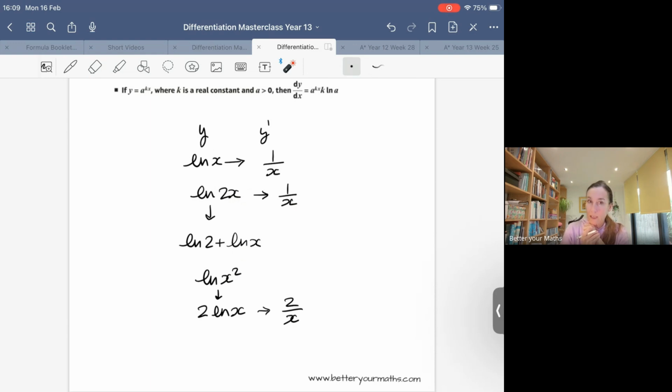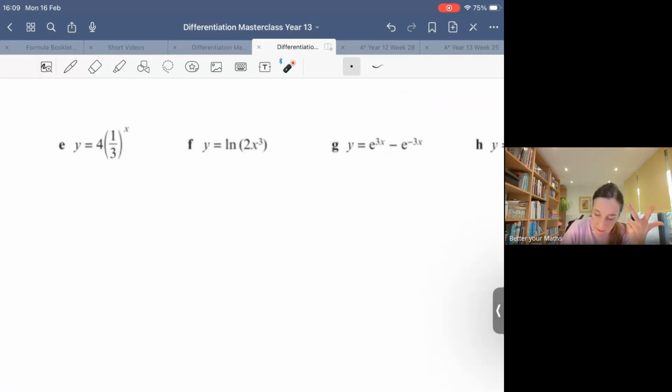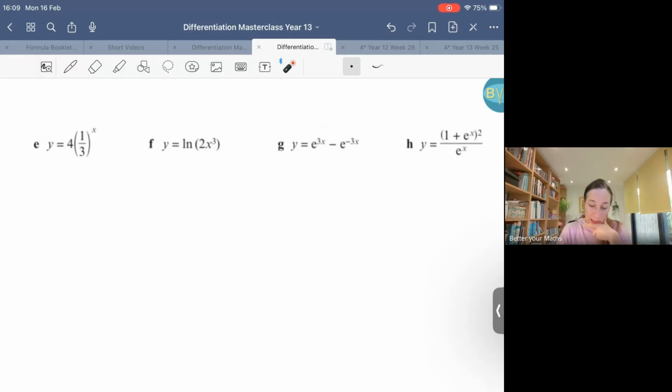I'm going fast because I think you all have seen this. Yes, everyone? A few things: sine and cos, exponentials, and logarithms. Can we do these few questions briefly, or at least a couple of them?